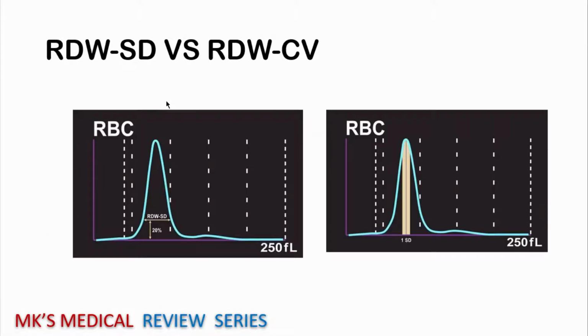So here's what I was talking about. So here is your RDW standard deviation, where you are actually measuring this 20% height, and you're measuring this width. Then of course, the RDW coefficient of variation is where you're using one standard deviation divided by your mean corpuscular volume multiplied by 100.